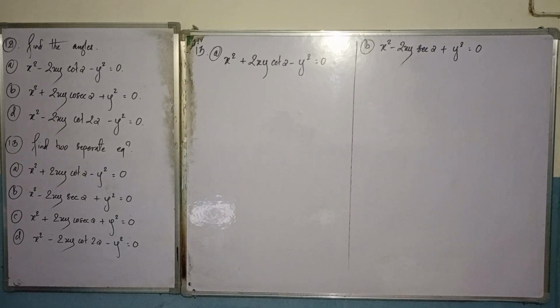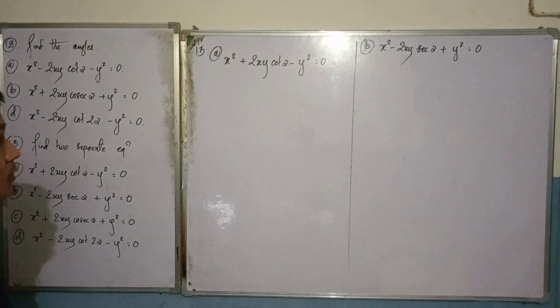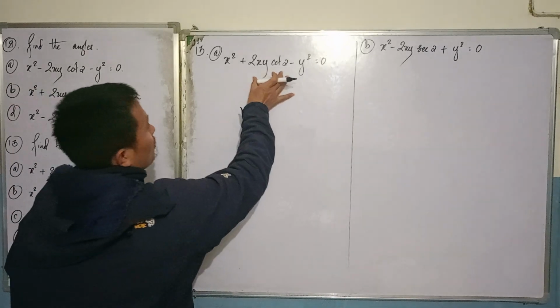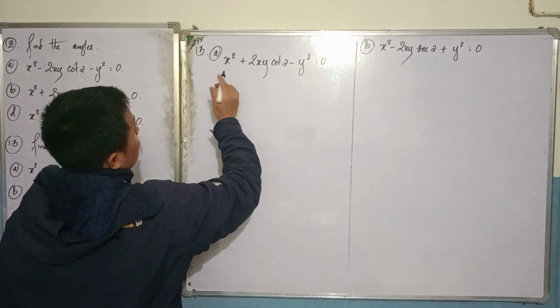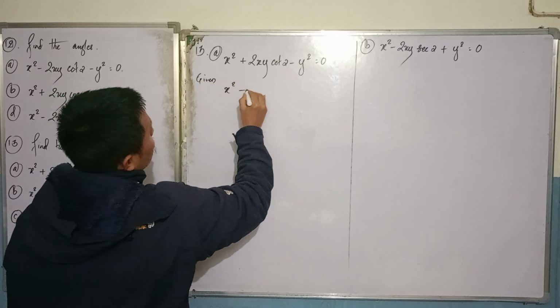Now in number 13, you have to find the two separate equations represented by the single equation. We have already done that, but what to do if trigonometric functions are given instead of some numerical constant? In that case, I'll just show you here. Given the equation, try to factorize this.